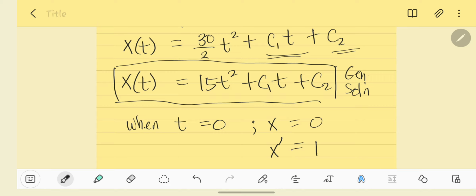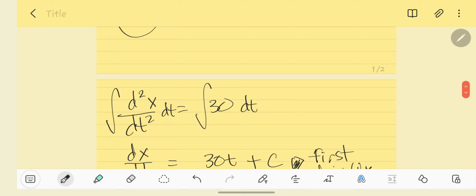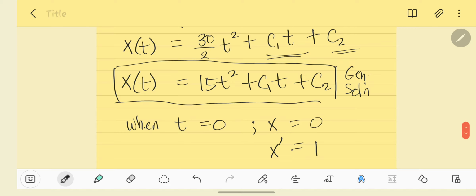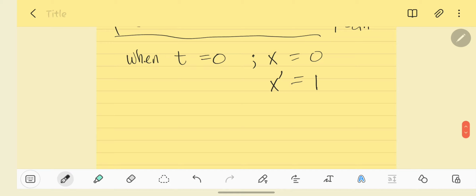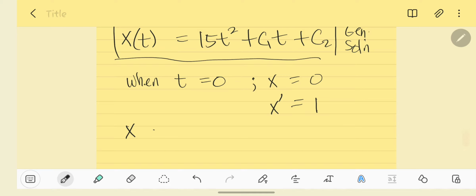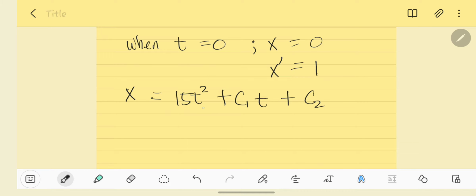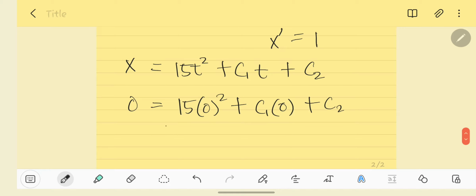Our example is d squared x over dt squared is equal to 30. So let's try to substitute into that equation. We know that our general solution is x = 15t squared + c1t + c2. So when t is equal to 0, x is equal to 0. So 0 = 15 times 0 squared plus c1 times 0 plus c2. So we have arrived at c2 is equal to 0.